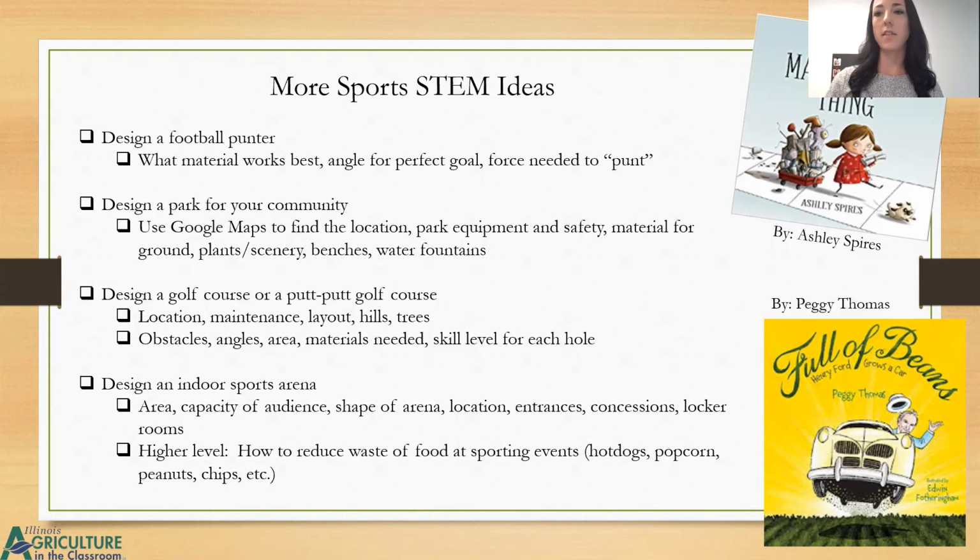But this book is about this little girl who has this awesome idea and it doesn't work, and then she's got to keep revising and redoing it, and then it turns out to be something that she really loves and it's magnificent. And then Peggy Thomas, Full of Beans, looking at a little bit of history here, Henry Ford growing his car using soybeans, so again making that connection to soybeans.